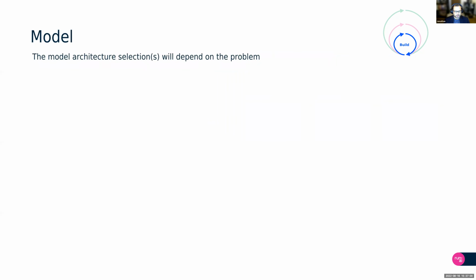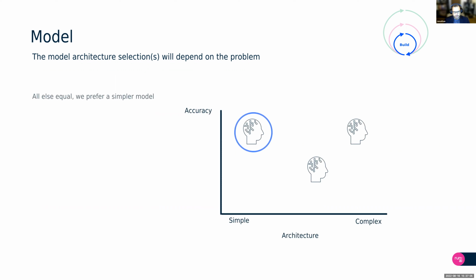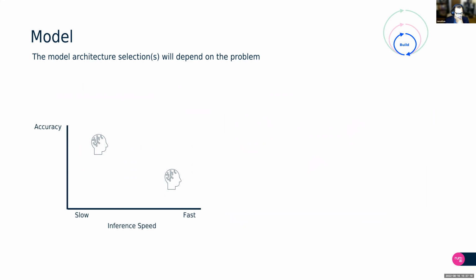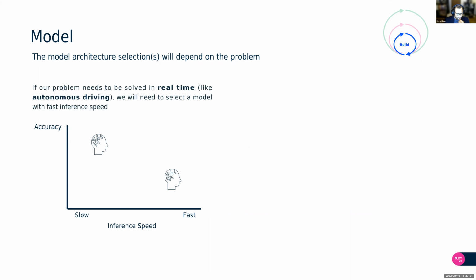In terms of model architecture, it will depend on the problem. All else equal, we will always prefer a simpler model for the same level of accuracy, because simpler models are faster to train, easier to maintain, perform inference faster, and just use less compute resources overall. Now, if you have a task like autonomous driving, where we need to do inference in real time, it will probably be necessary to sacrifice some accuracy for faster inference speed.